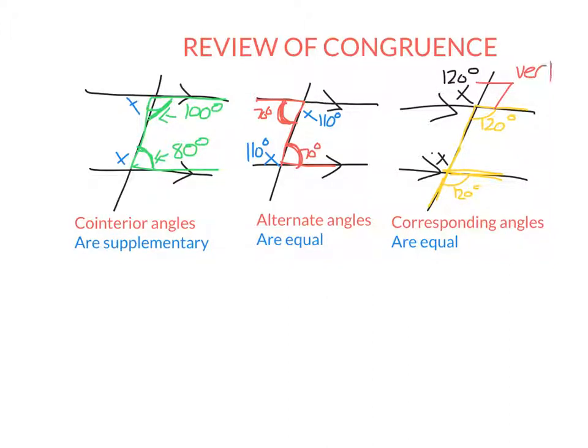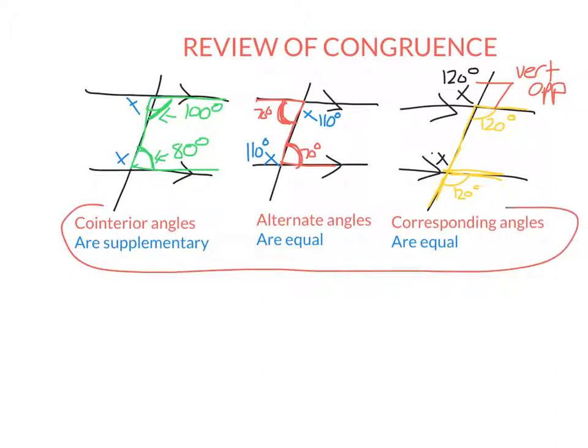So it turns out this black angle here would also be 120 degrees because these two angles are vertically opposite. I didn't include them when I said there are three types of angles for angles and parallel lines, because vertically opposite angles are equal regardless of whether the lines are parallel. Whereas co-interior angles are only supplementary, alternate angles are only equal, and corresponding angles are only equal if the lines are parallel. So these rules only work if the lines are parallel, whereas vertically opposite angles work regardless of whether the lines are parallel.